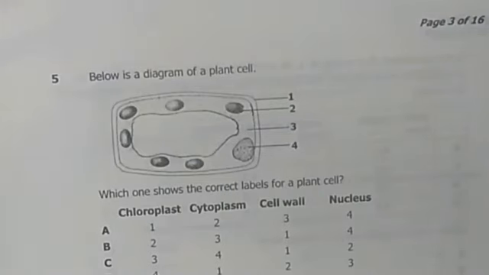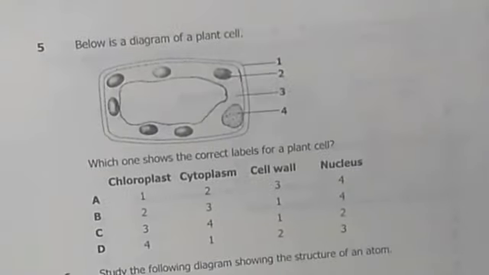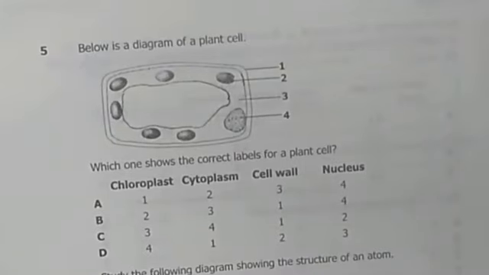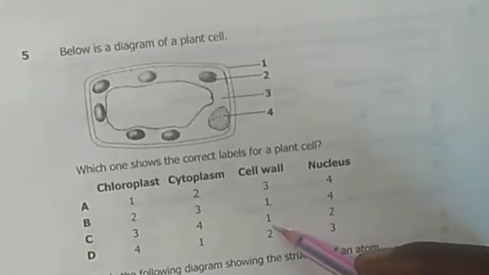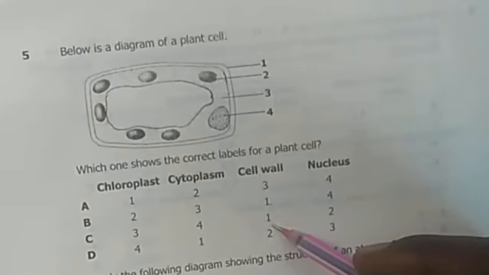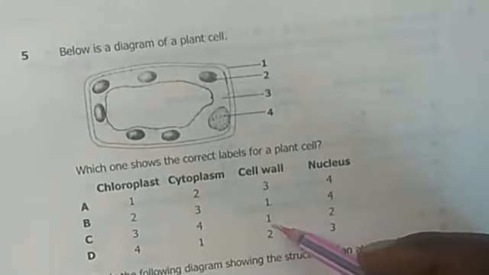Below is the diagram of a plant. We can see 1 is cell wall, 2 is chloroplast, 3 is cytoplasm, and 4 is nucleus. So they're asking us which one shows the correct labels for a plant. We said 1 is cell wall, so between B and C there is one correct answer. Then what is 2? 2 is chloroplast, which means C is the correct one.